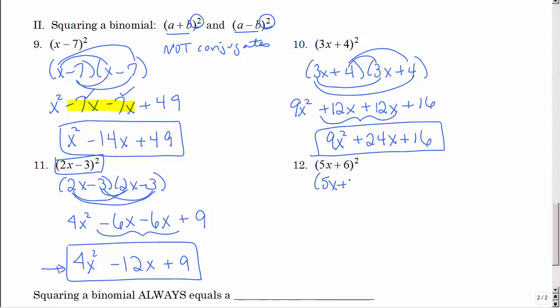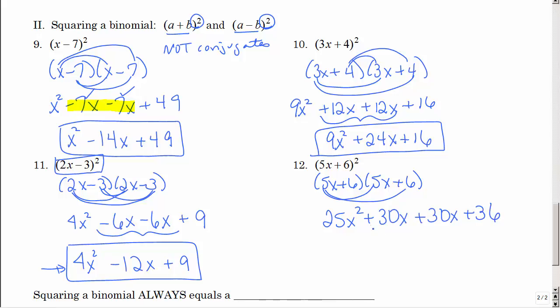So we have 5x plus 6 times 5x plus 6. Again, multiplying. I know the middle terms are going to be the same, so I can put them together.